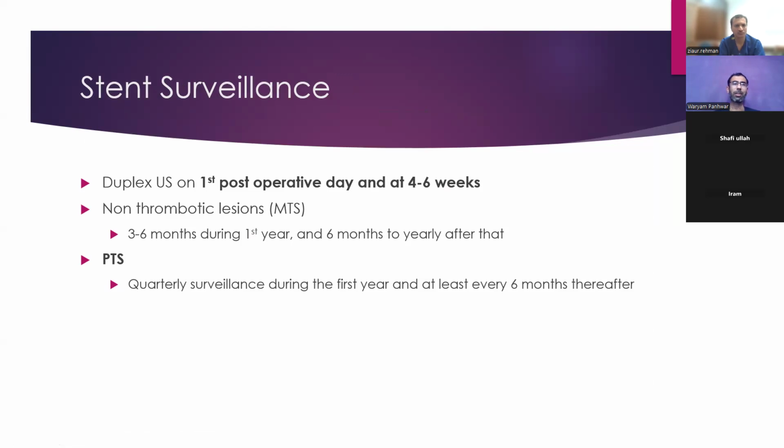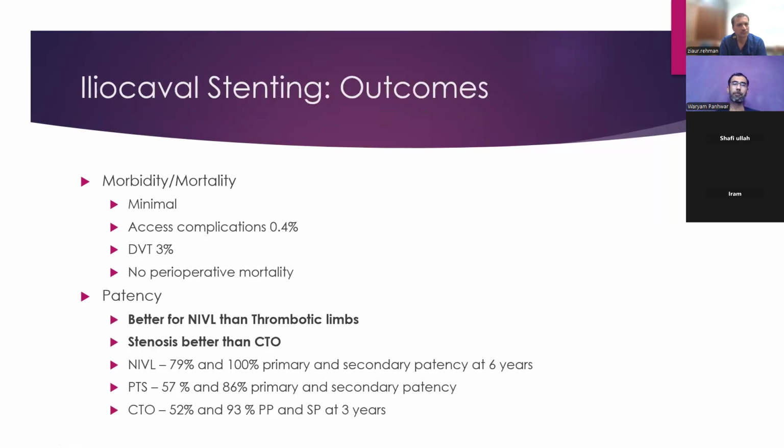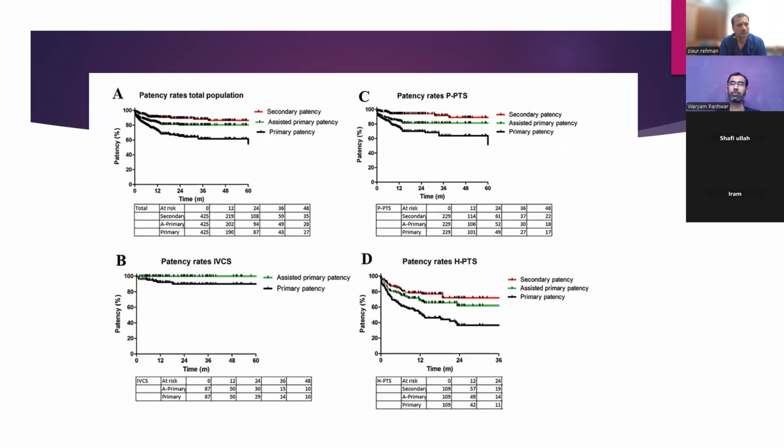Stent surveillance: for PTS patients, you need at least quarterly surveillance during the first year and at least every 6 months thereafter, along with anticoagulation. So, outcomes: patency rates are good for patients with compression syndromes only. They are lower in patients with PTS, with primary patency rate up to 60%, but secondary patency rates reaching up to 90%.